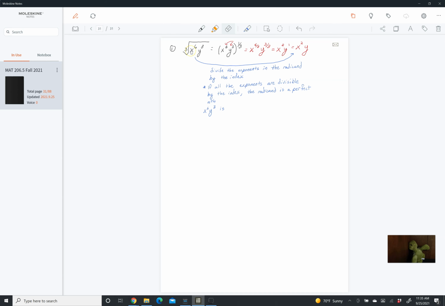This is a perfect cube. If this were 2, it would be a perfect square. If this were 4, honestly, I'm not exactly sure how we would describe it. It would be a perfect 4th. So if this were 5, it would be a perfect 5th. So what we're saying here using this example is x to the 6th y cubed is a perfect cube.